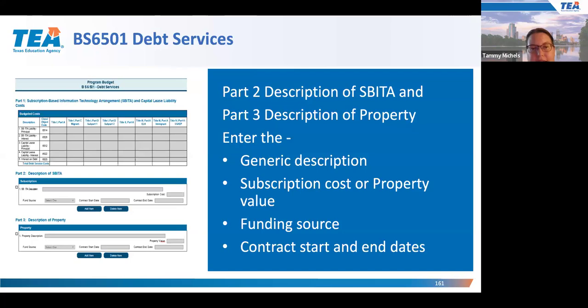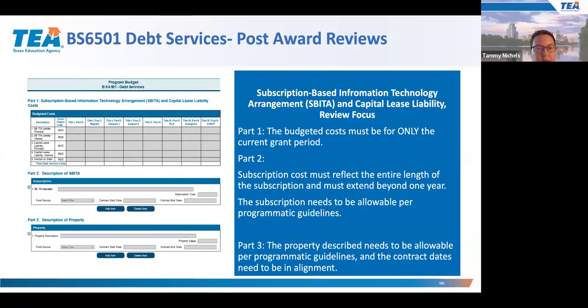Now let's move on to the next slide to give Nellie Nino time to discuss common findings. Thanks, Tammy. So a few things that we saw in our reviews this last review season included the amounts entered on this schedule. As Tammy mentioned, in part one, the amount entered must only be for the current grant period. And in part two, the entire subscription cost should reflect the entire length of the subscription.